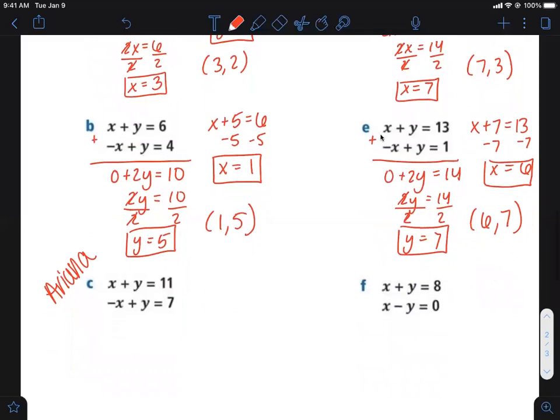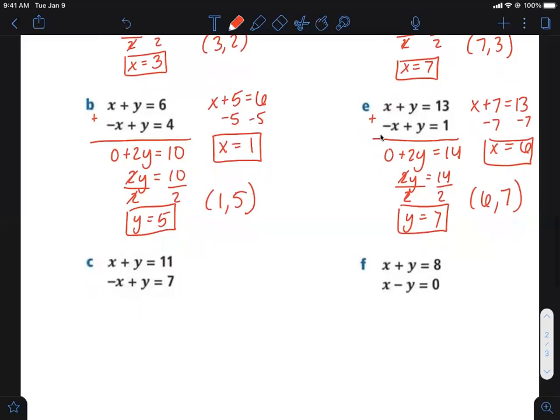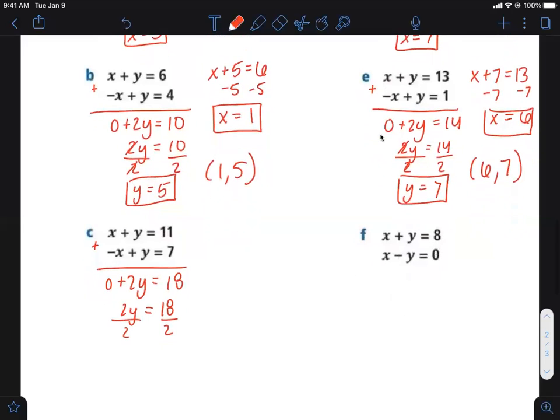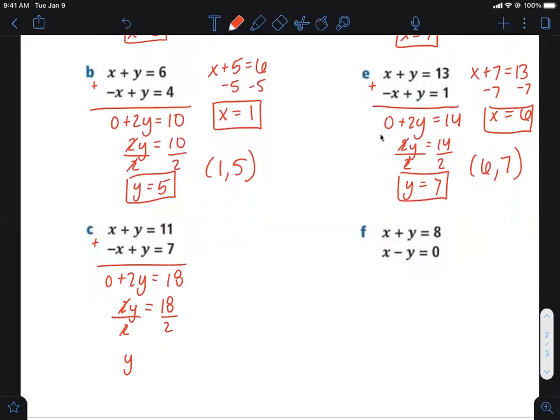Okay, Ariana's group. I added the first two things together, so I got 0 plus 2y equals 18. Okay. Then I just divided 2y and 18 by 2 to calculate the y variable, which got me y equals 9. And then to find the x variable, we said x plus 9 equals 11. And then negative x plus 9 equals 7.